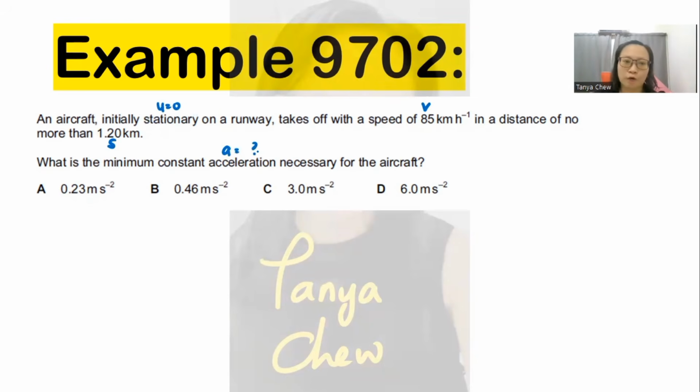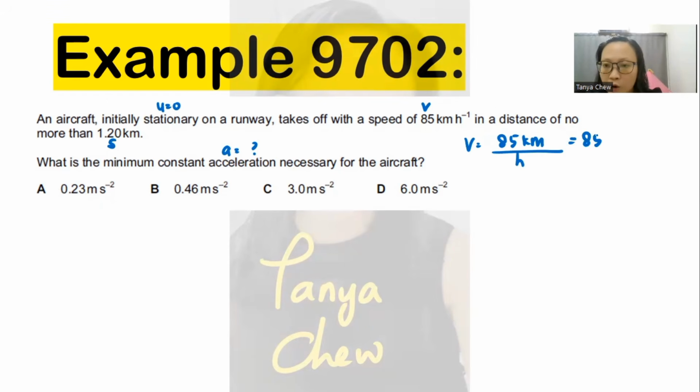Now, when I look at all the four choices, they are measured in meter per second square. And look at my speed, my v, it is in kilometer per hour, and my distance is in kilometer. So I have to convert the kilometer to meter, and I have to convert the hour to second to make sure that the units finally tally with the choices. So v is 85 kilometer per hour. This is how I write it.